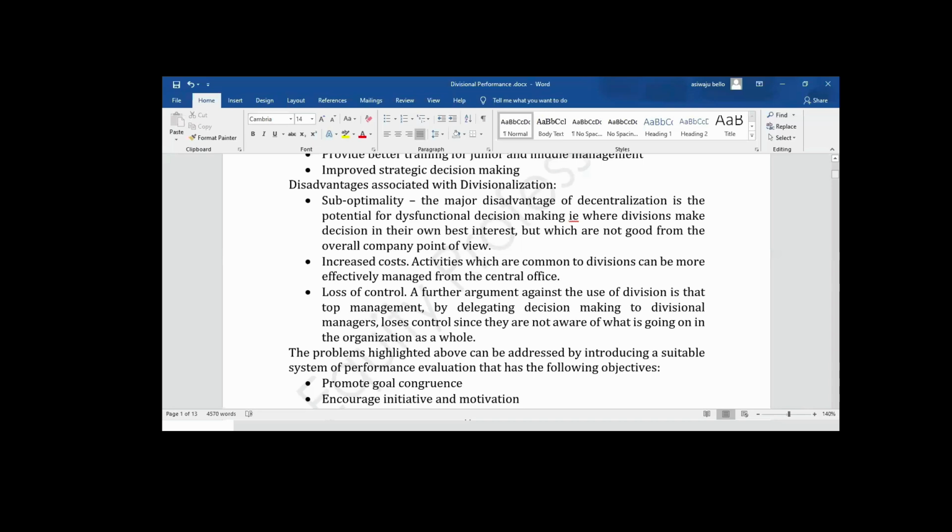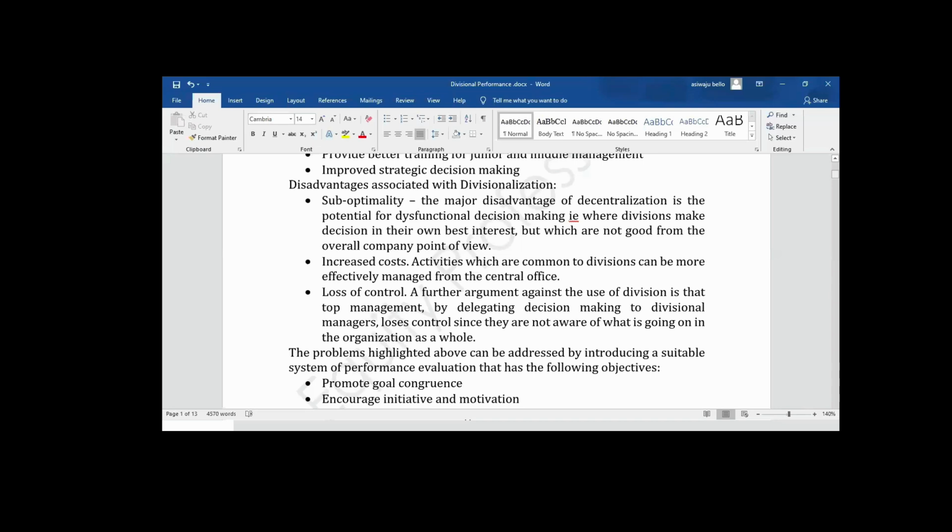Common activities are duplicated at divisions. What are common activities? HR. If you look at Dangote, Dangote is operated along divisional structure. We have Dangote Cement. Dangote Cement has its own HR department. Dangote Sugar has its own HR department that is going to source staff for Dangote Sugar. Dangote Salt also has HR. Dangote Petrochemical also has HR. These are duplications of common functions, and this will lead to an increase in the overhead cost of the business. This is a limitation of divisional structure.